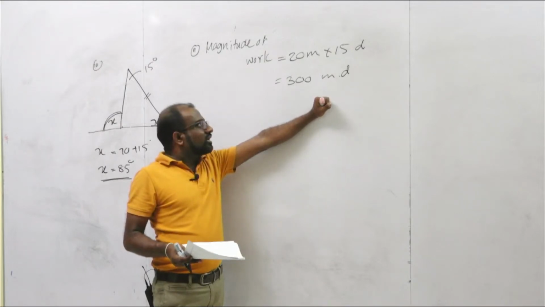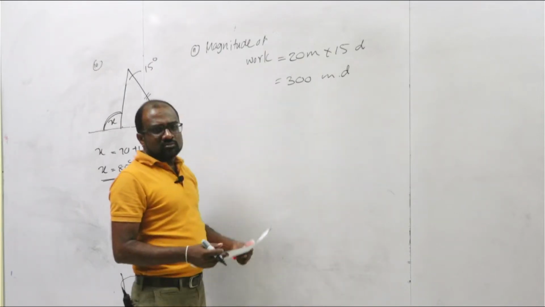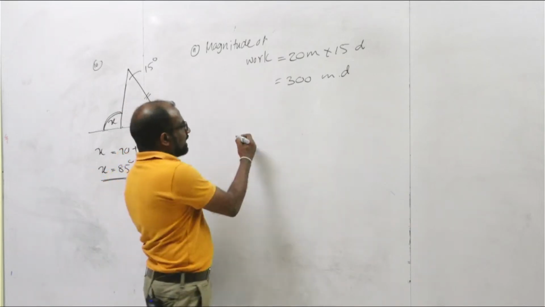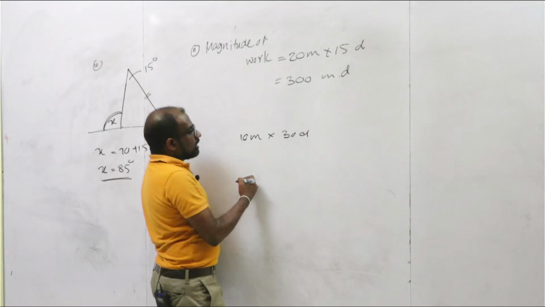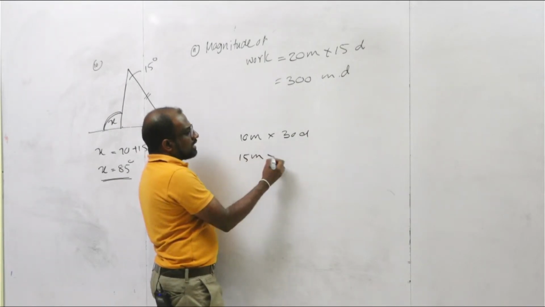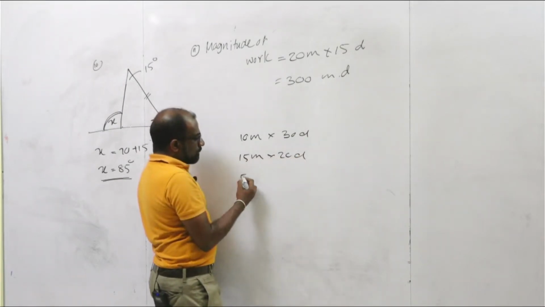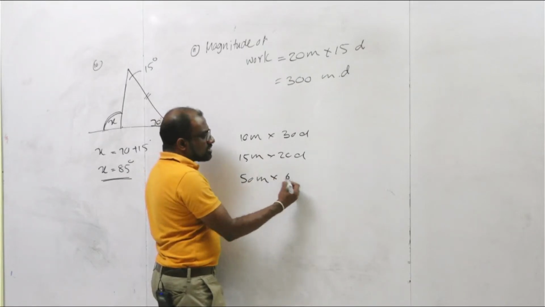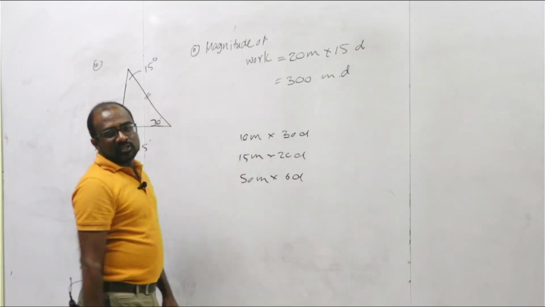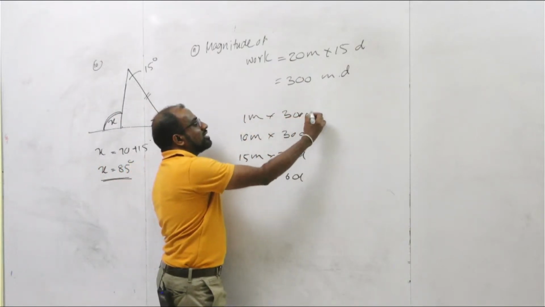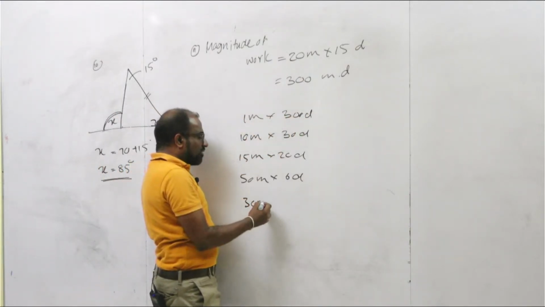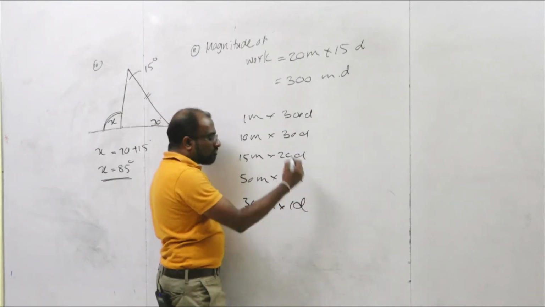Understand? If you put 10 men, they will take 30 days. If you put 15 men, it will take 20 days. If you can put 50 men, they will finish in 6 days. If you put one man, he will take 300 days. If you can put 300 men, you will finish the work in 1 day.